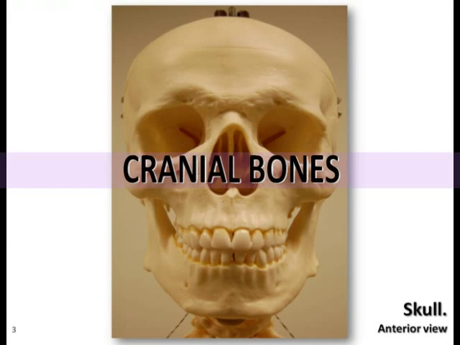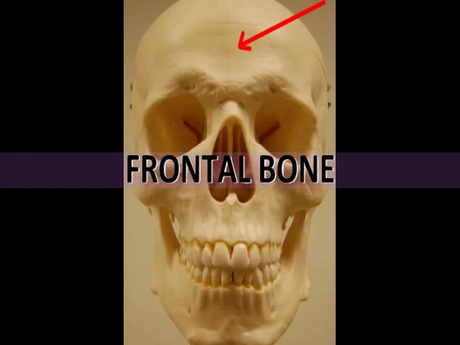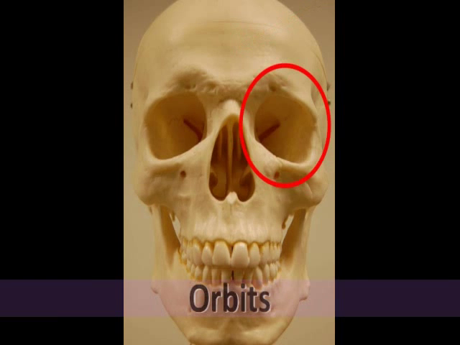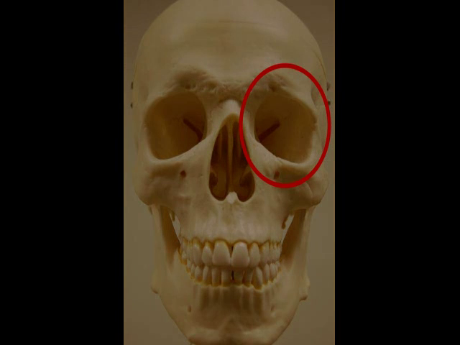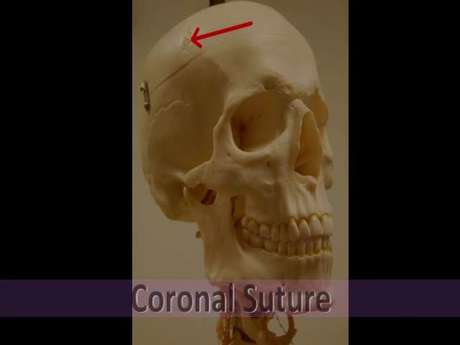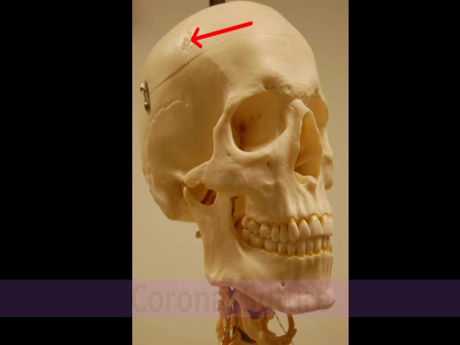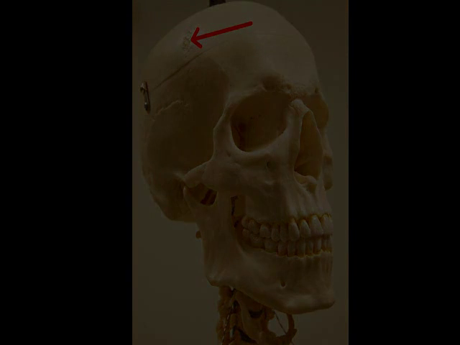Let's explore several of the cranial bones, beginning with the frontal bone. The frontal bone forms the forehead, the roofs of the orbits, which are the eye sockets, and the anterior part of the cranial floor. The bony landmarks associated with the frontal bone include the coronal suture, which is located along the crown at the top of the skull, which joins the frontal bone to the 2 parietal bones.